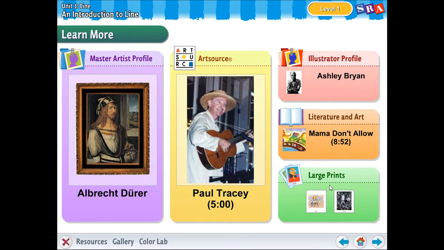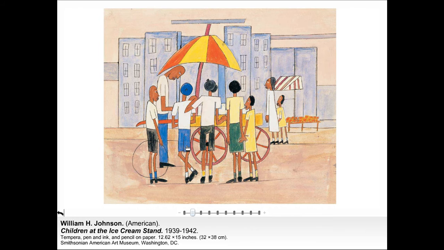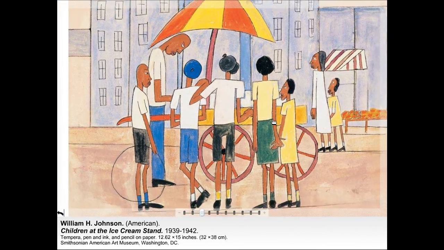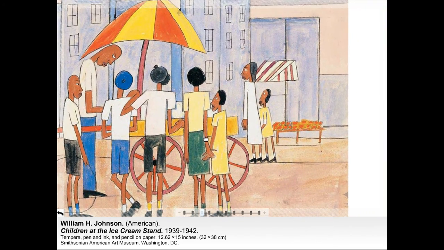Let's look at some prints. This is one of my favorite prints. It's by William H. Johnson. It's called Children at the Ice Cream Stand. And this was done in 1939 to 1942. It's tempera paint with ink and paper on pencil. William Johnson is a very famous American artist.